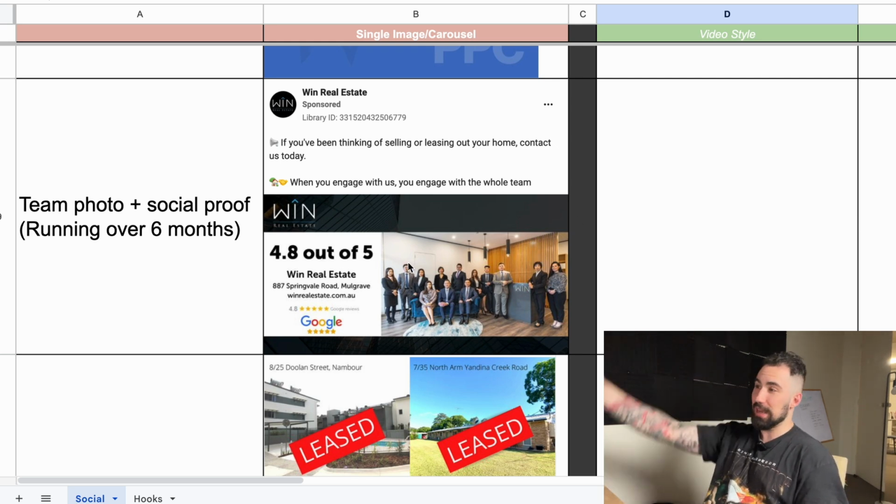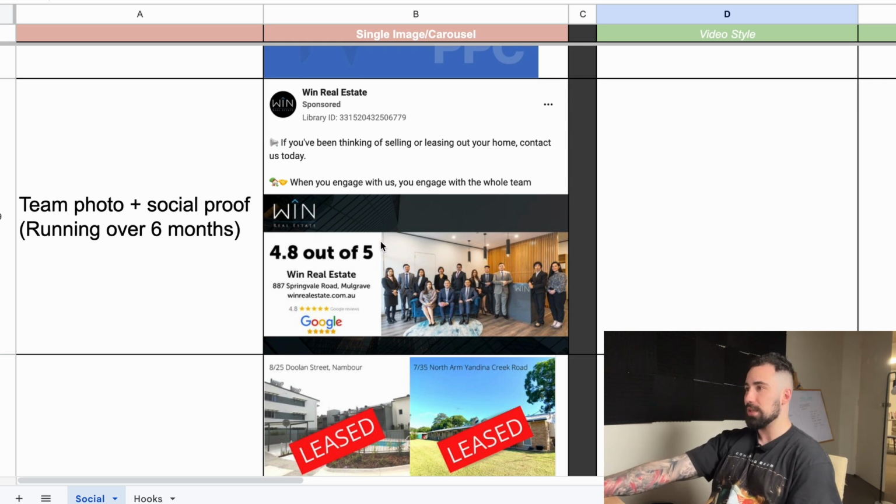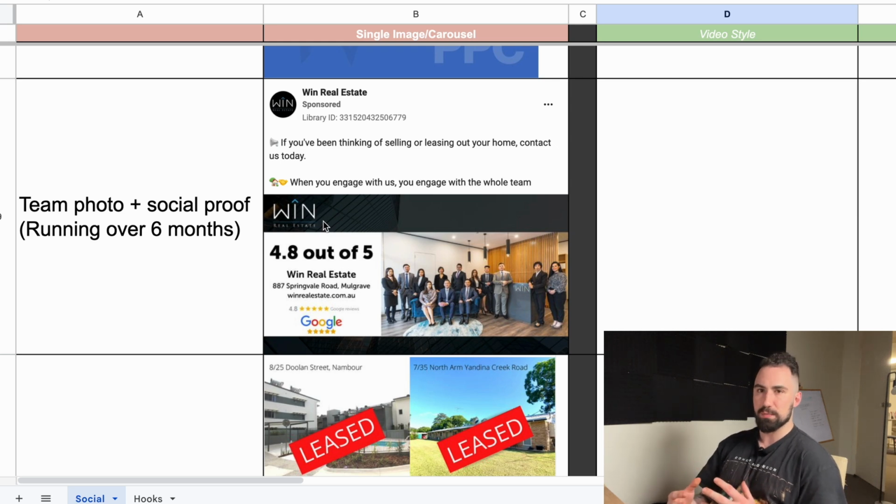I don't think an advertising agency is running this. But if there's an ad that is not following the best practices, and it has been running for a long time, they are probably covering the essentials, right? What is an essential? Social proof is an essential thing. So 4.8 out of 5 on real estate. They're showing the Google reviews, building the trust and authority with the team. So they're covering everything, right?